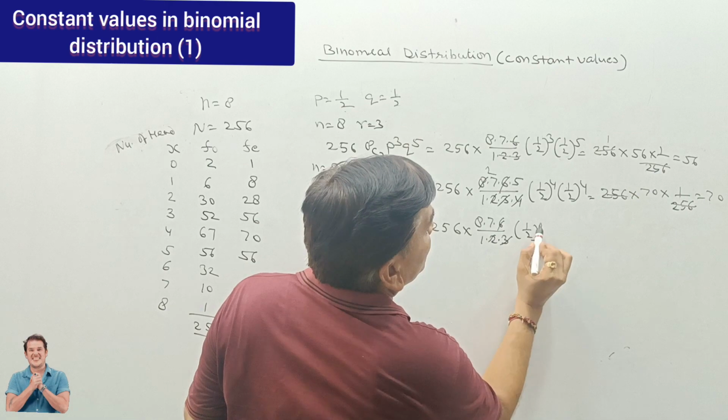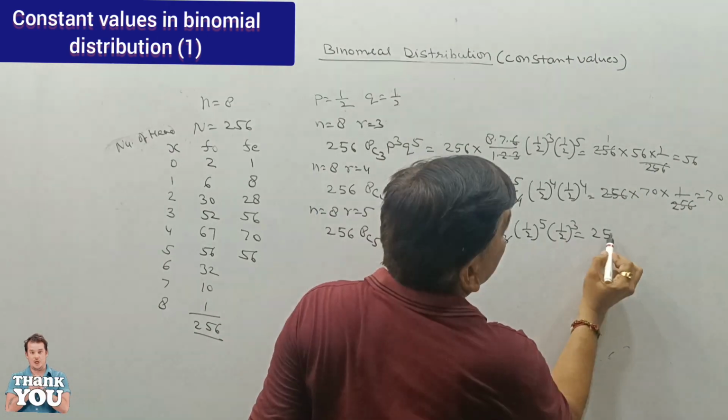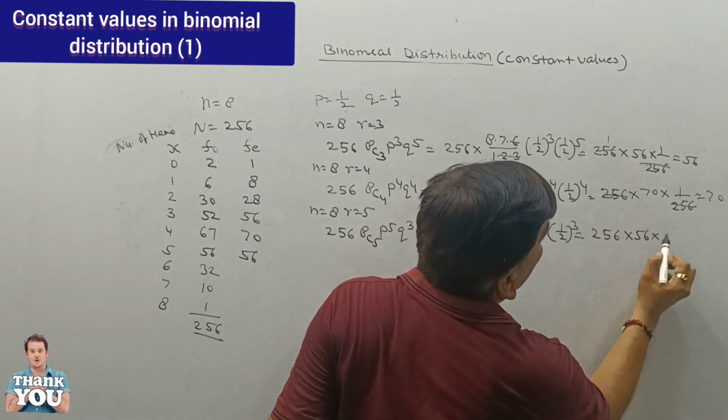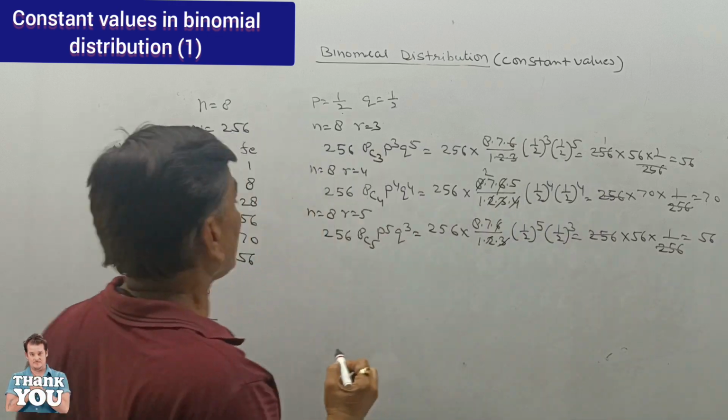1 by 2 raised to power 5, 1 by 2 raised to power 3. So that is 256 multiply 56 multiply 1 upon 256. So that will be 56.